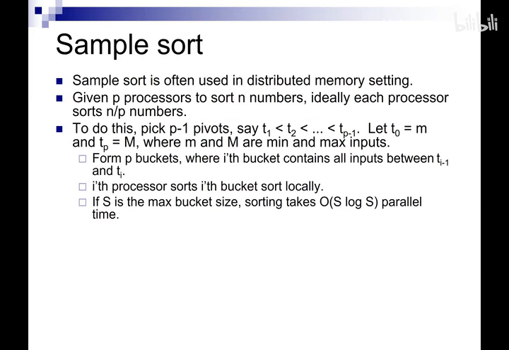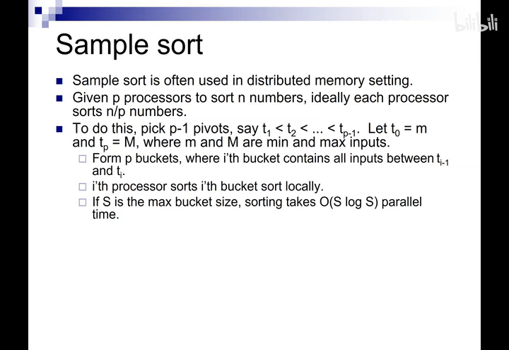The way this works is suppose you're trying to sort n numbers using p processors. Ideally all the processors are load balanced, so each of the processors is going to handle n divided by p values. That would be the best case situation. So then how can you achieve this?